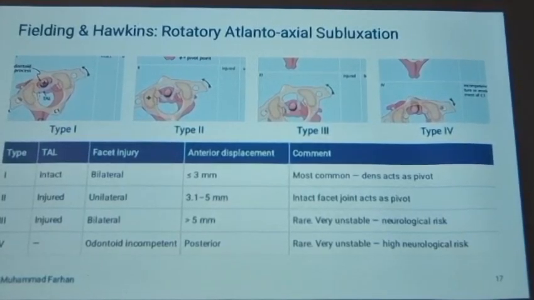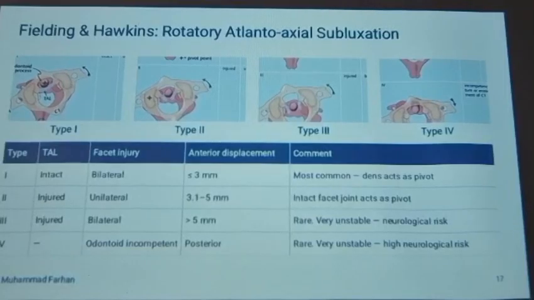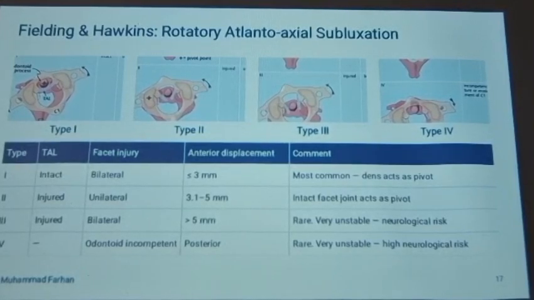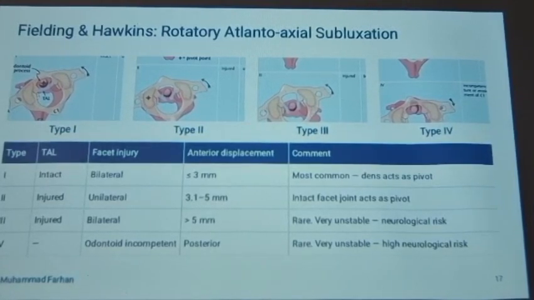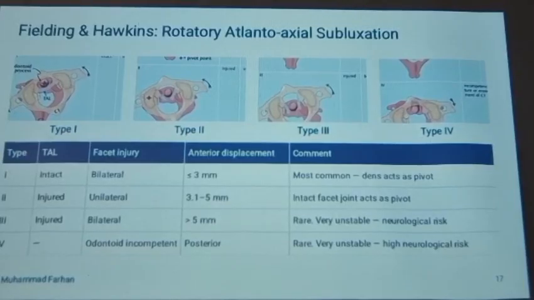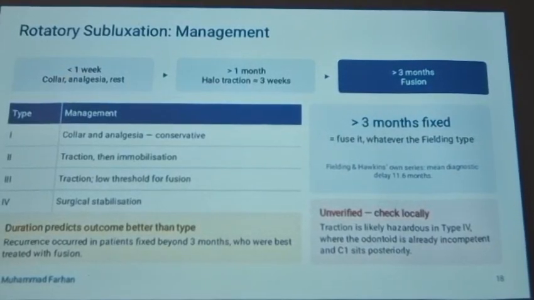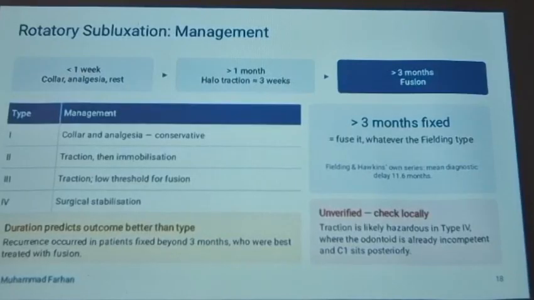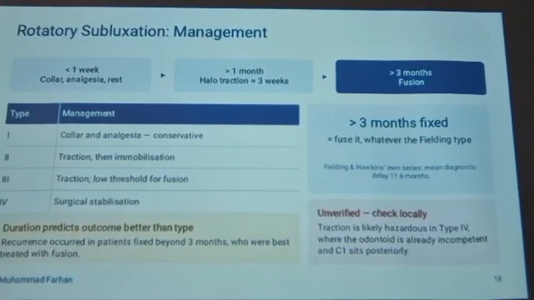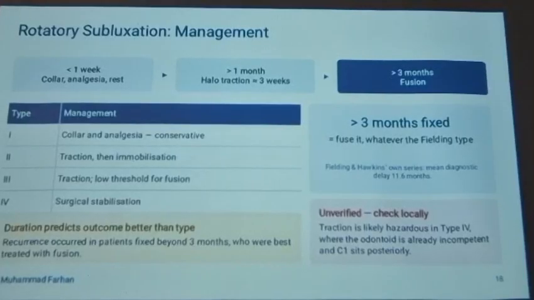Then in type 2, 3 or 4, there may be surgical options as the dens is injured. So the spine, or the atlantoaxial complex, is very unstable in these injuries, so we should go for the surgical options. As we can see, type 1 is collar and analgesia, conservative. In 2 and 3 we can apply traction, and then according to the MRI if the ligament is injured. But type 4 requires surgical stabilization.